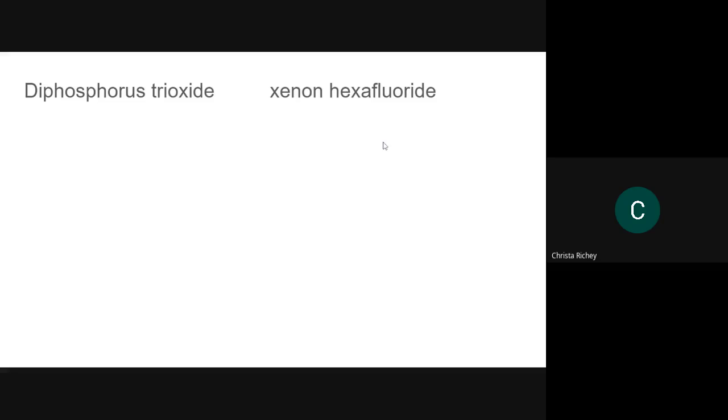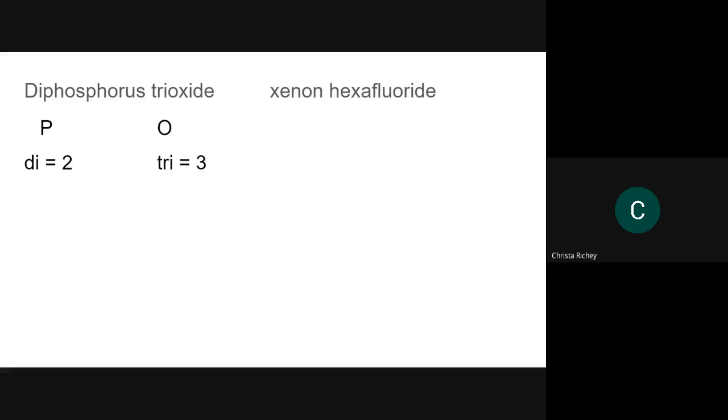Diphosphorus trioxide. Okay, phosphorus is a capital P. Oxide comes from oxygen, which is a capital O. Please do pay attention to your capitalization. That will get things marked wrong if you're not writing it correctly. Di means 2 and tri means 3.